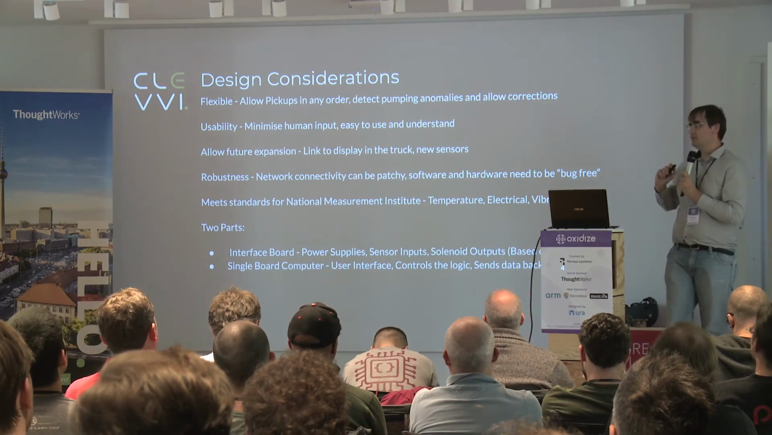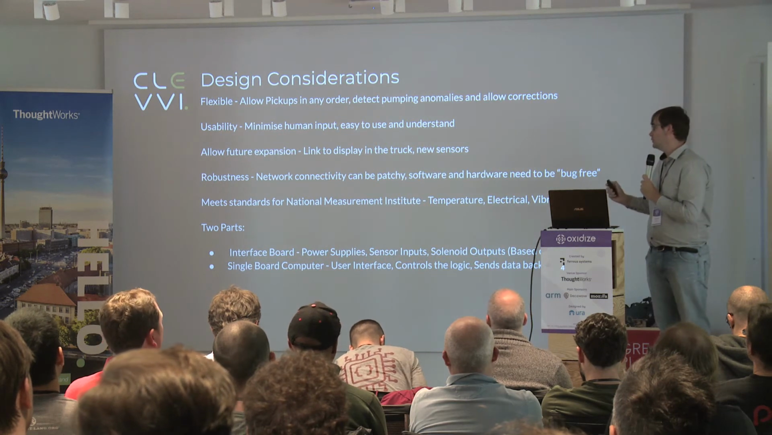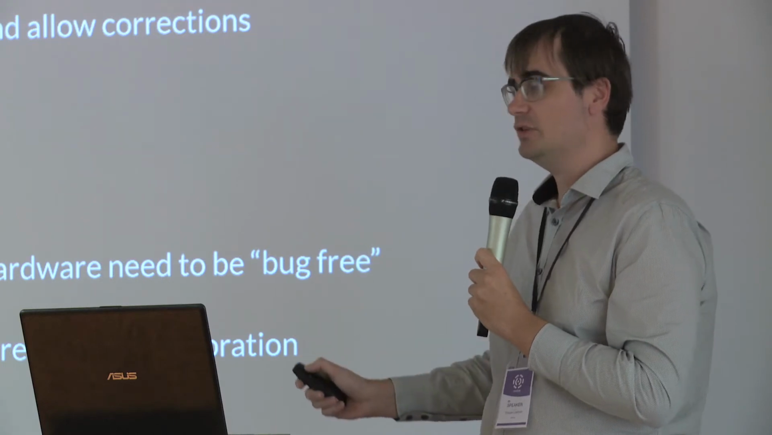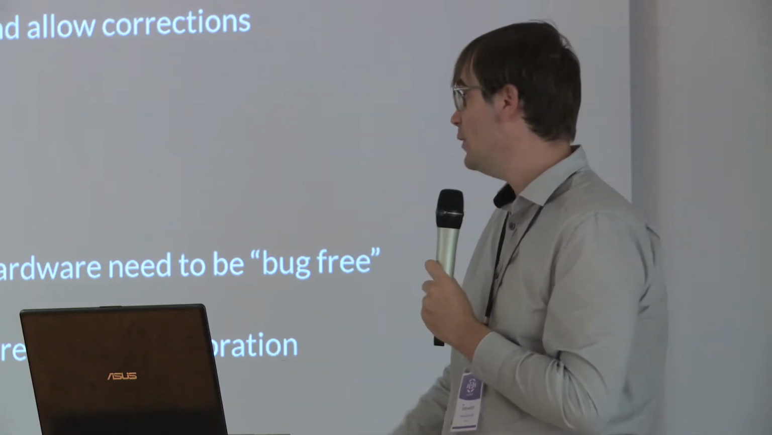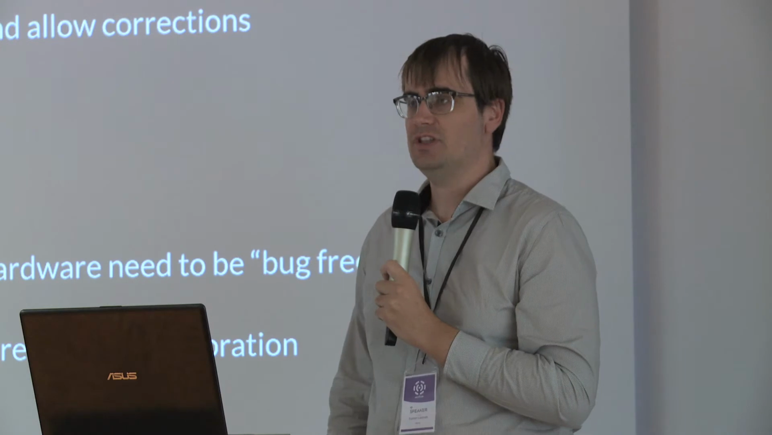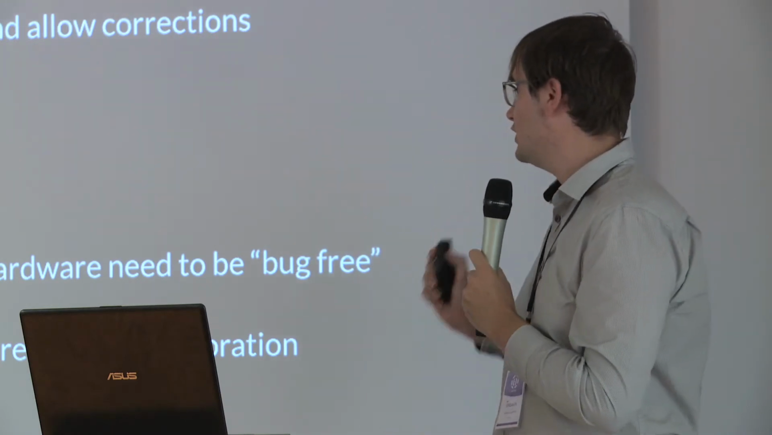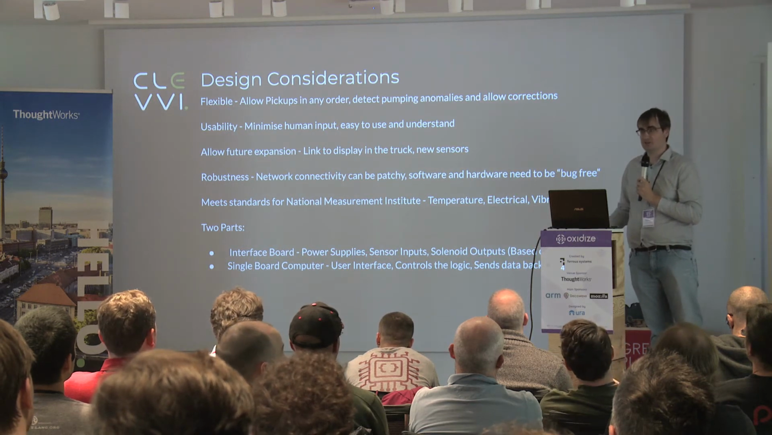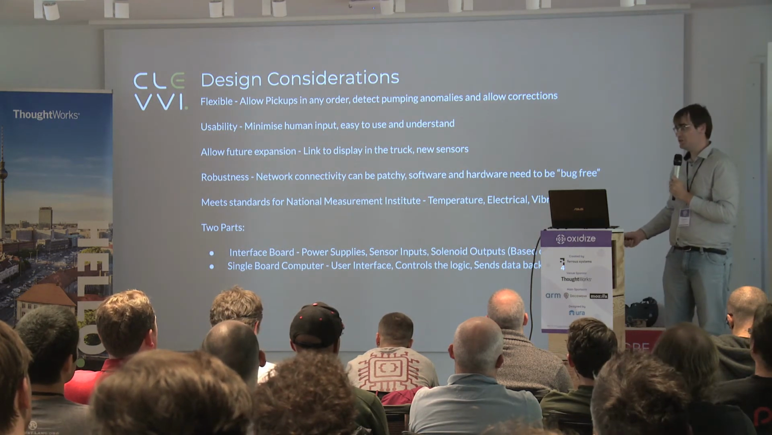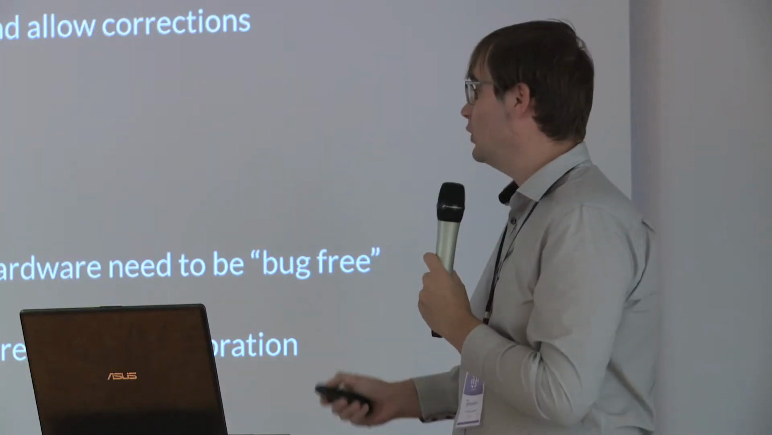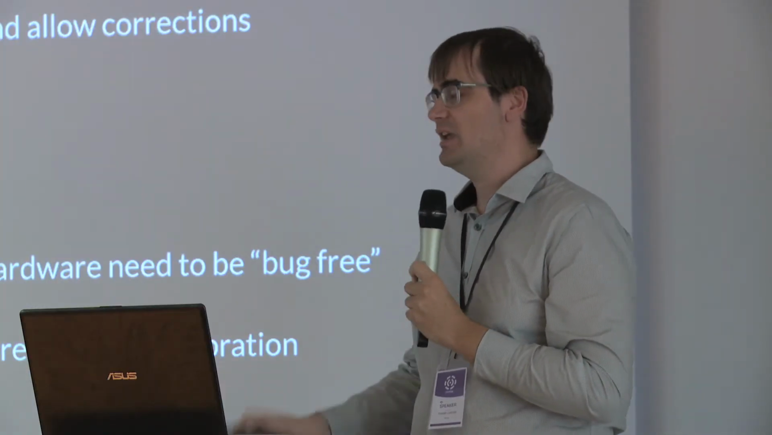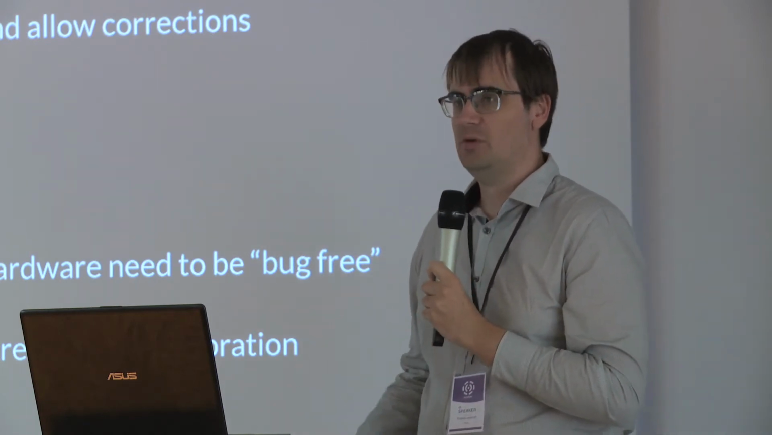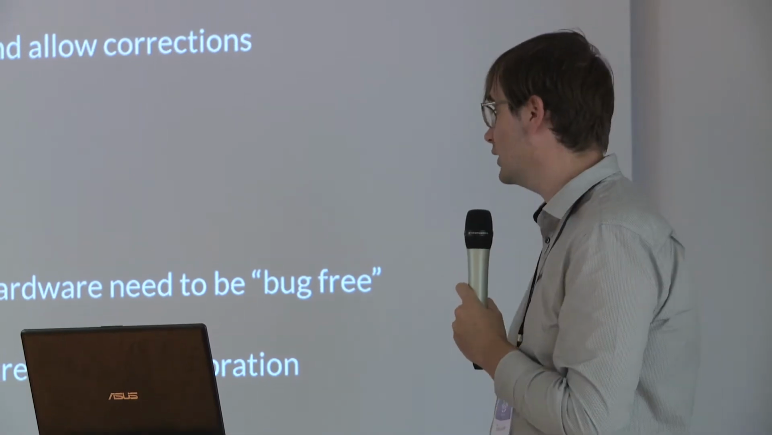We needed to allow for future expansion. There was a plan to have a link of the current fill status of the truck inside the cab, and we wanted to be able to add new sensors. Obviously network connectivity on a dairy farm, out in the country, is not always that crash hot. It's even worse in Australia. So we needed to have reliable comms. We need to make sure that the hardware and the software is stable, so that we're not sending out a tech at 4 o'clock in the morning.